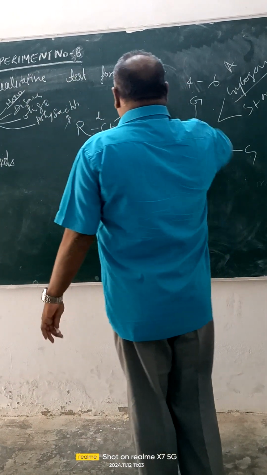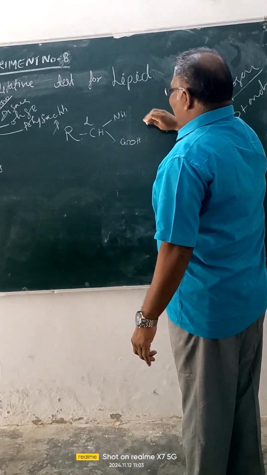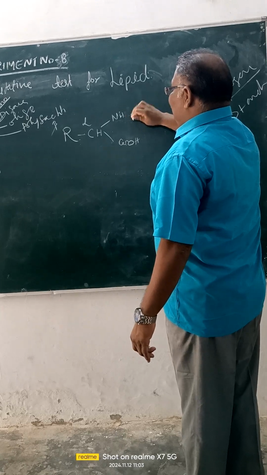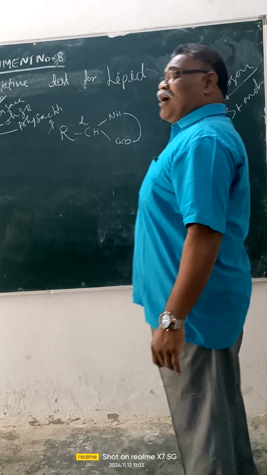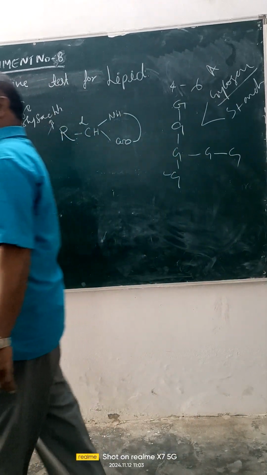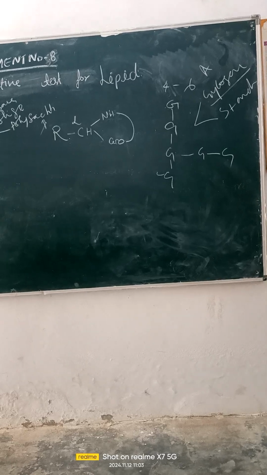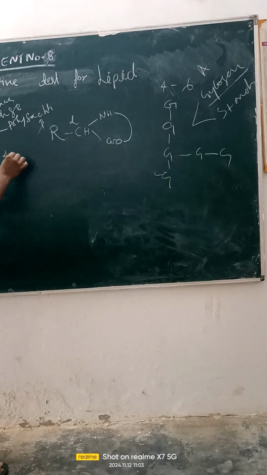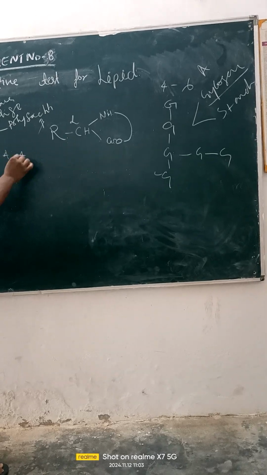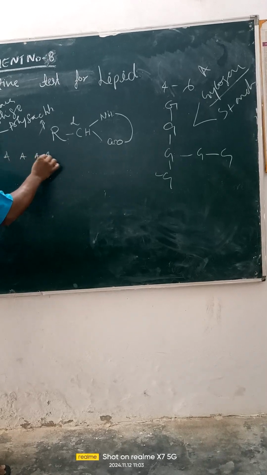Glycosidic linkage. Amide linkage. Look at this. The NH of one amino acid will get connected with the CO of another amino acid to form this peptide linkage. The linkage name is peptide linkage. You understand? So, one amino acid is connected with another amino acid. Likewise, another amino acid is connected with another amino acid. So, head and tail connections are happening.